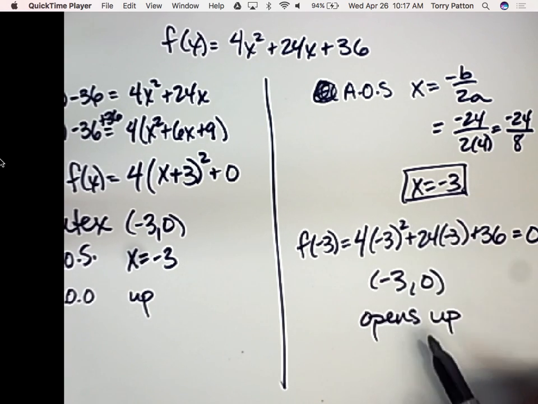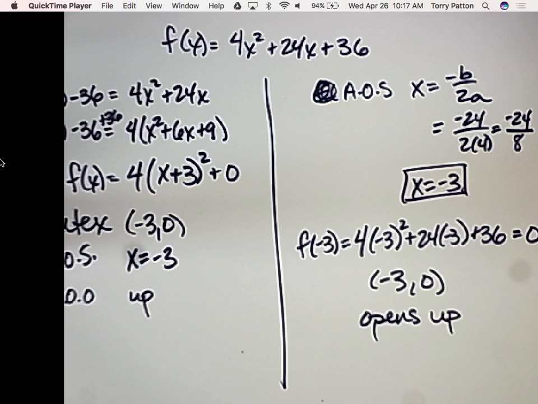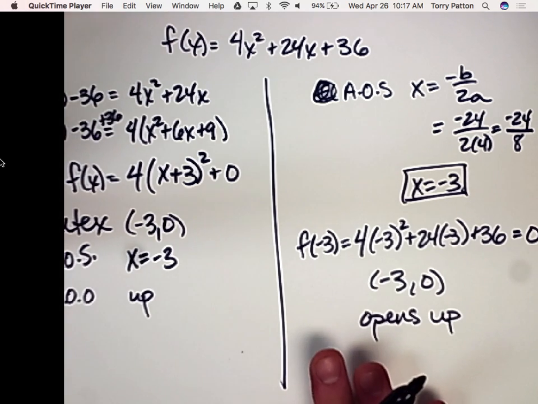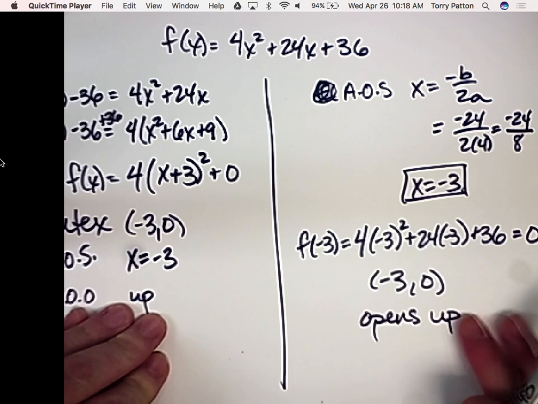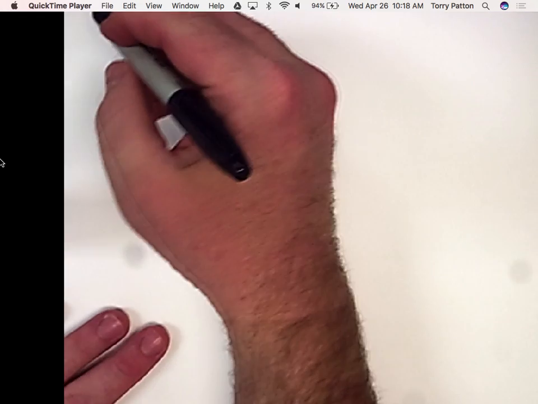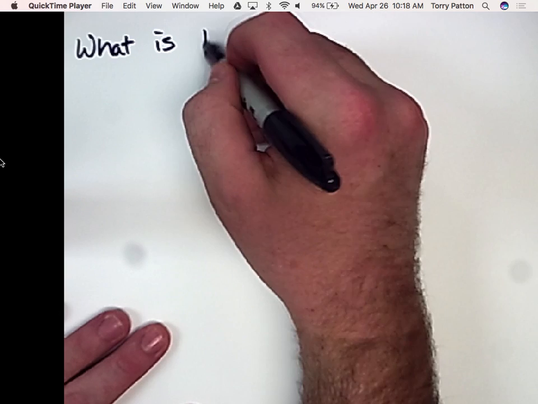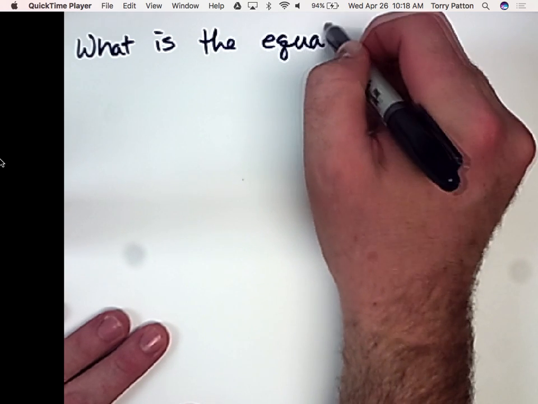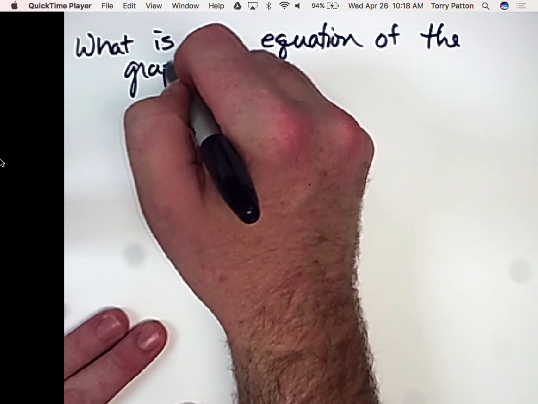And you could even use this information to write it in vertex form, which would have been here. Okay? So I don't care which way you do it, as long as you get the right answer. Okay, so what if I said, what is the equation of the graphed parabola?